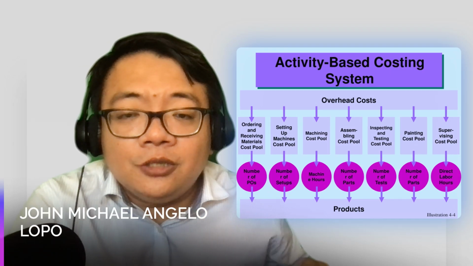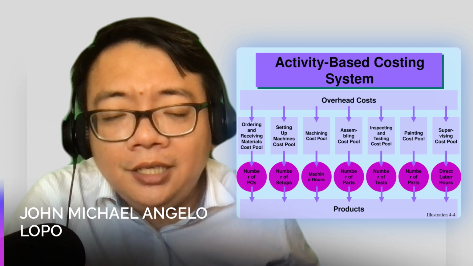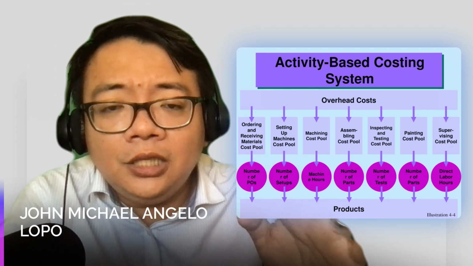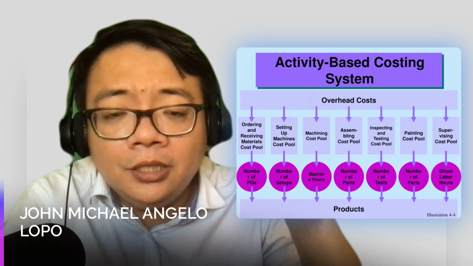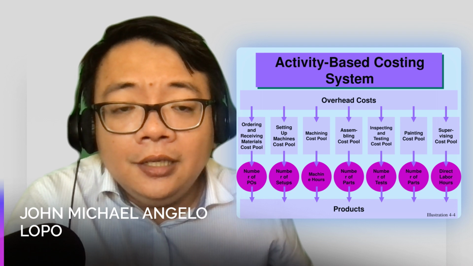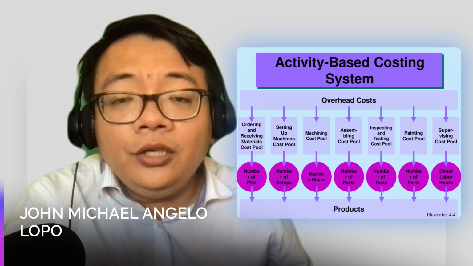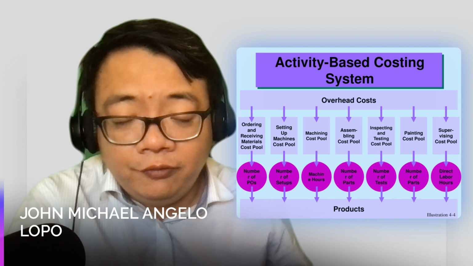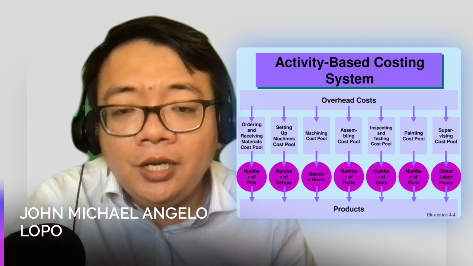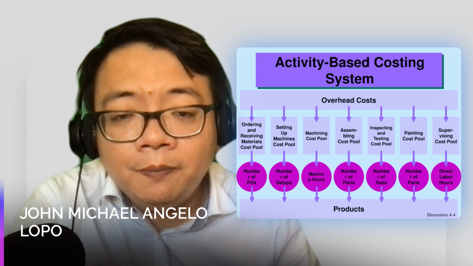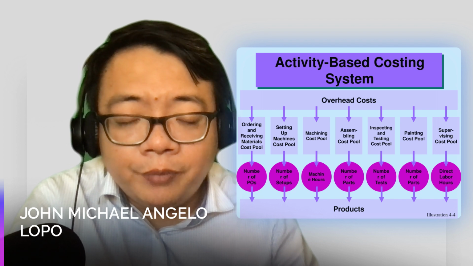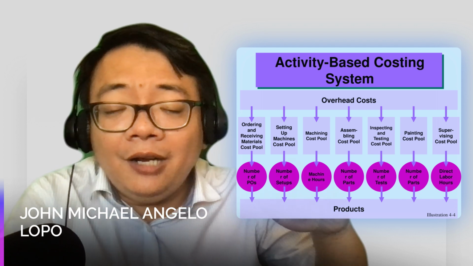That's your cost driver. So how do we compute for the activity-based rate? Just divide it. For example, go back again to the predetermined overhead rate. What is the formula? Total overhead cost divided by your cost driver. But in the activity-based costing, what is the formula, class? It is now per activity. Ordering and receiving material cost pool divided by number of POs. Setting up the machine cost pool divided by number of setups. Machining cost pool divided by number of machine hours. Assembly cost pool divided by the number of parts and so on and so forth. Isn't the formula the same?